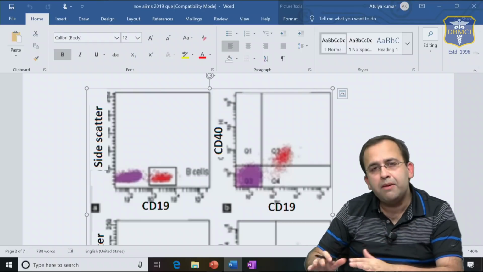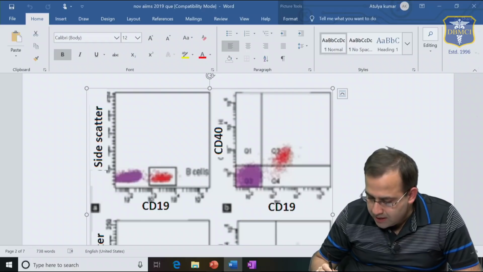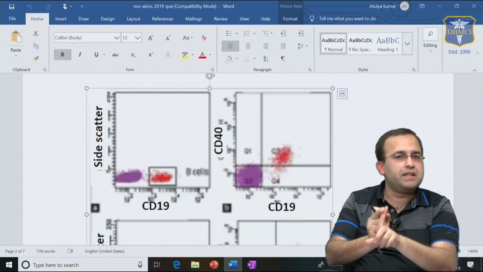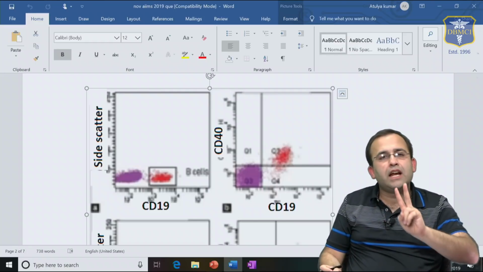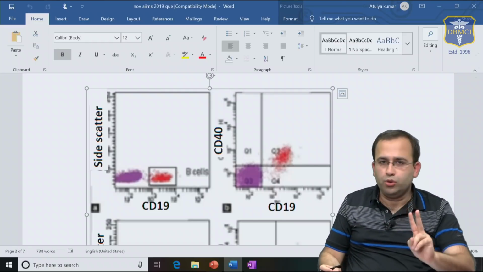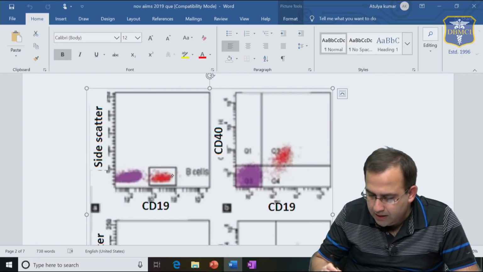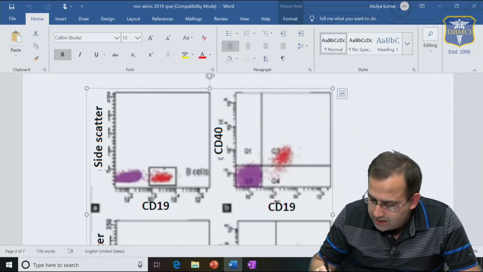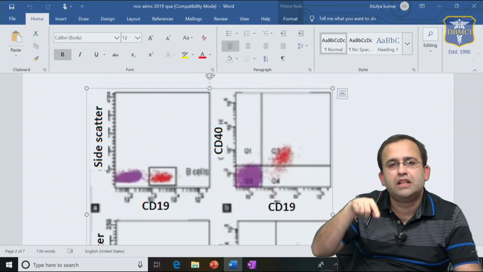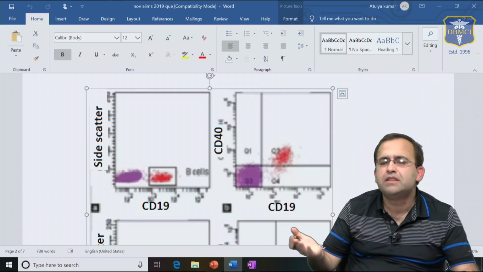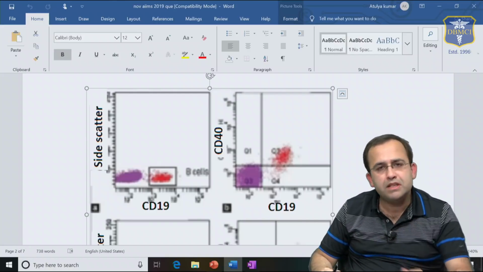Now, what the image came in the paper was CD19. You very well know CD19 is the pan B cell marker. Side scatter depicts granularity. Now, in the first image, CD19 side scatter is plotted and CD19 positive cells are marked with red color. The examiner also told you that these are the B cells. Everybody knows this, 19 positive are B cells.